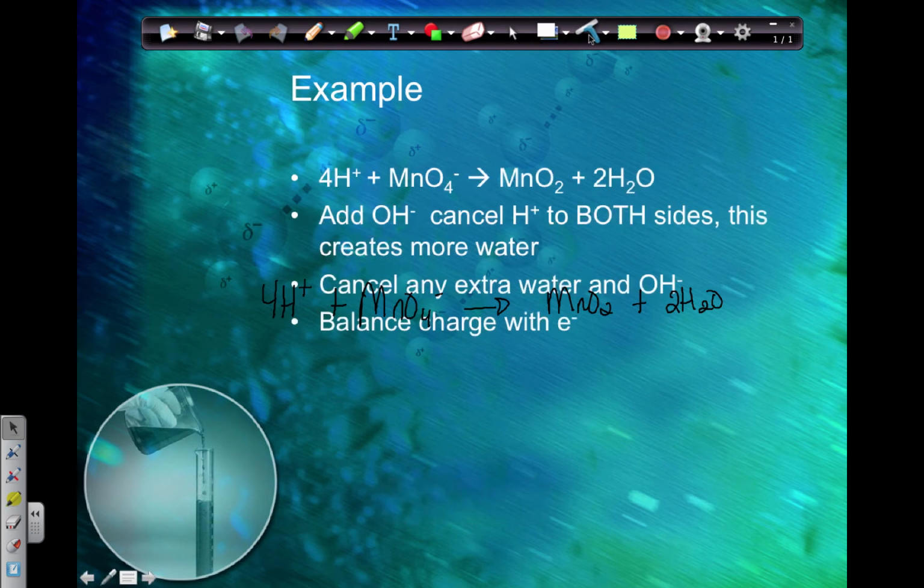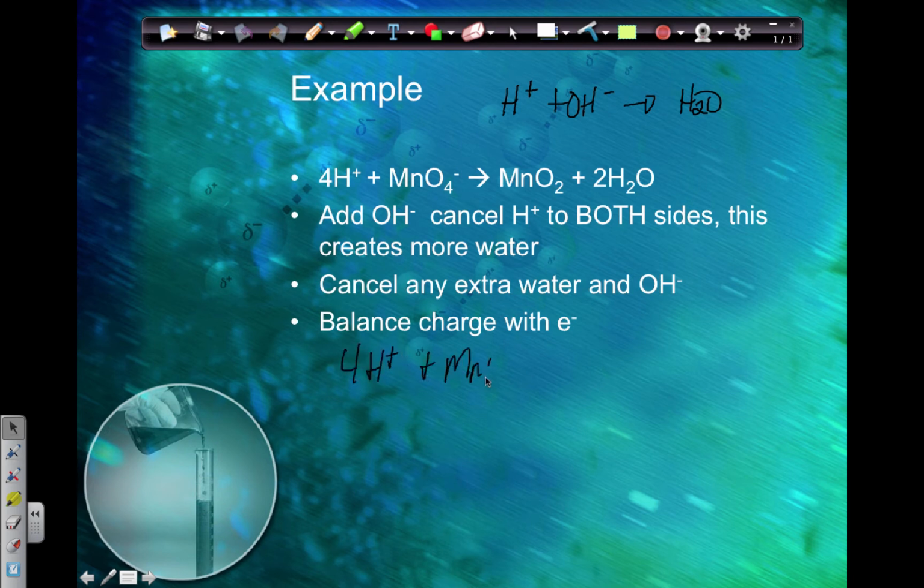Okay, so now I'm going to look at this. This is what I just wrote out. So now I'm going to add hydroxide. This is the part that's different. You're going to add hydroxide to both sides to cancel out the H pluses. This is going to create water. Whenever I add hydrogen to hydroxide, I get water molecules. It's an acid-base reaction. Because it's in a basic solution, these hydroxides will bond to the H pluses to create water. All right, so now let's do that. Let's add hydroxide. So we've got 4 H pluses, 1 permanganate.